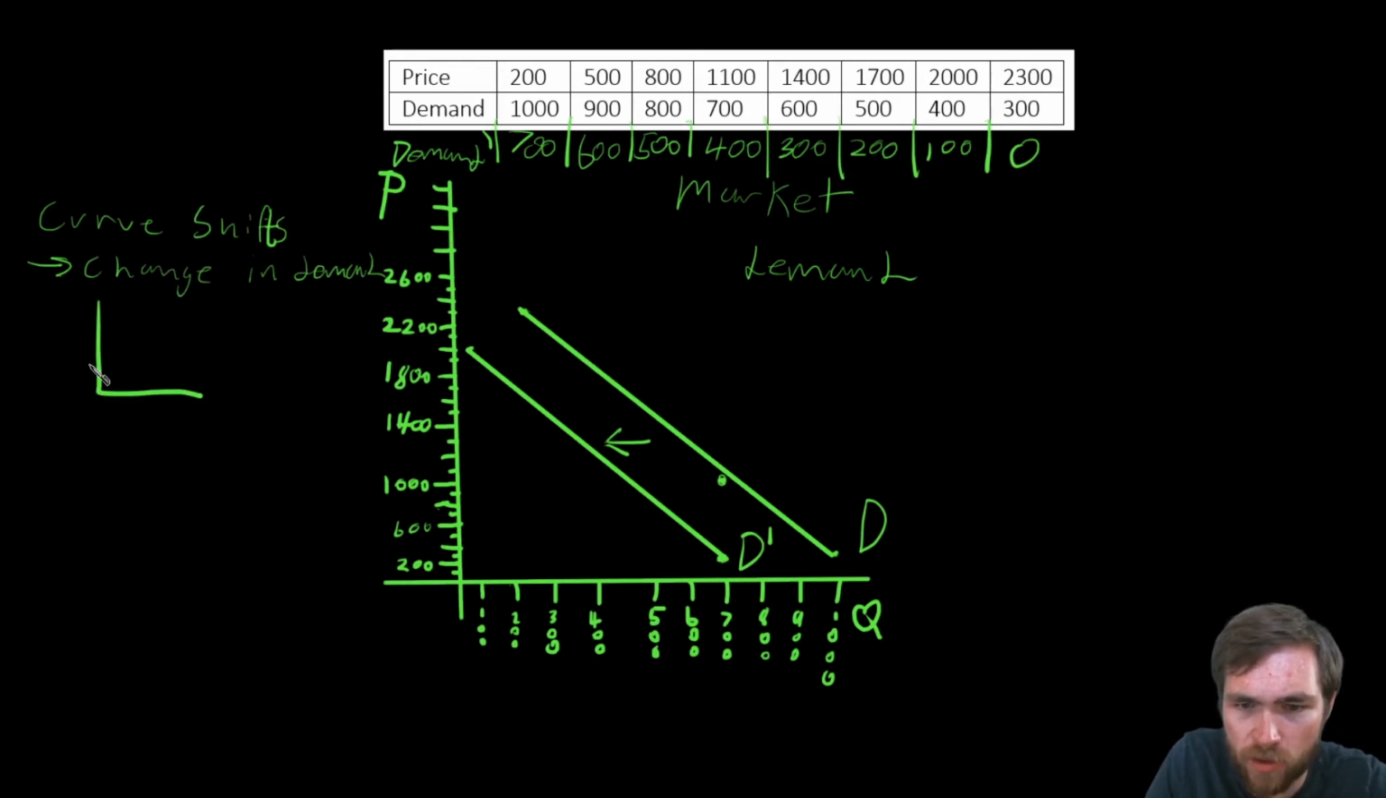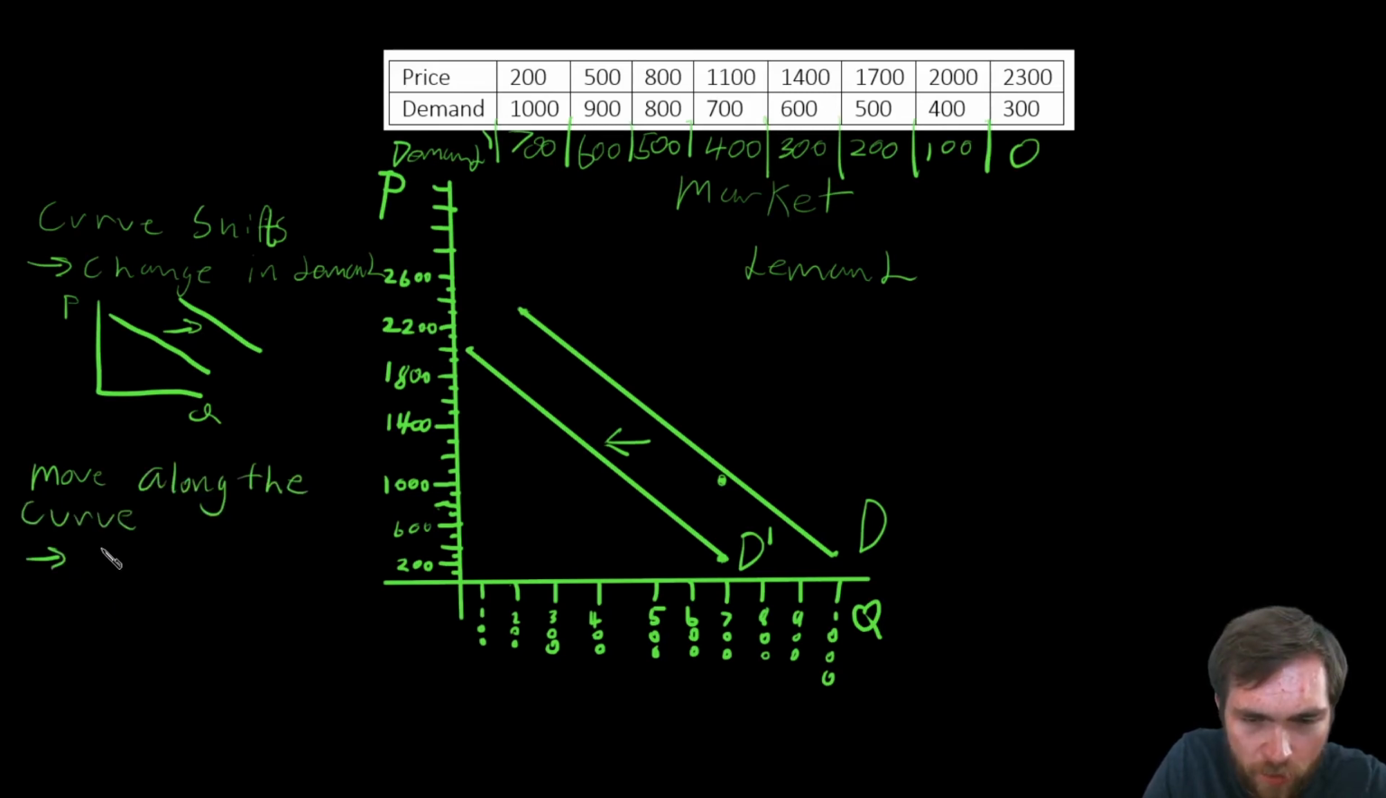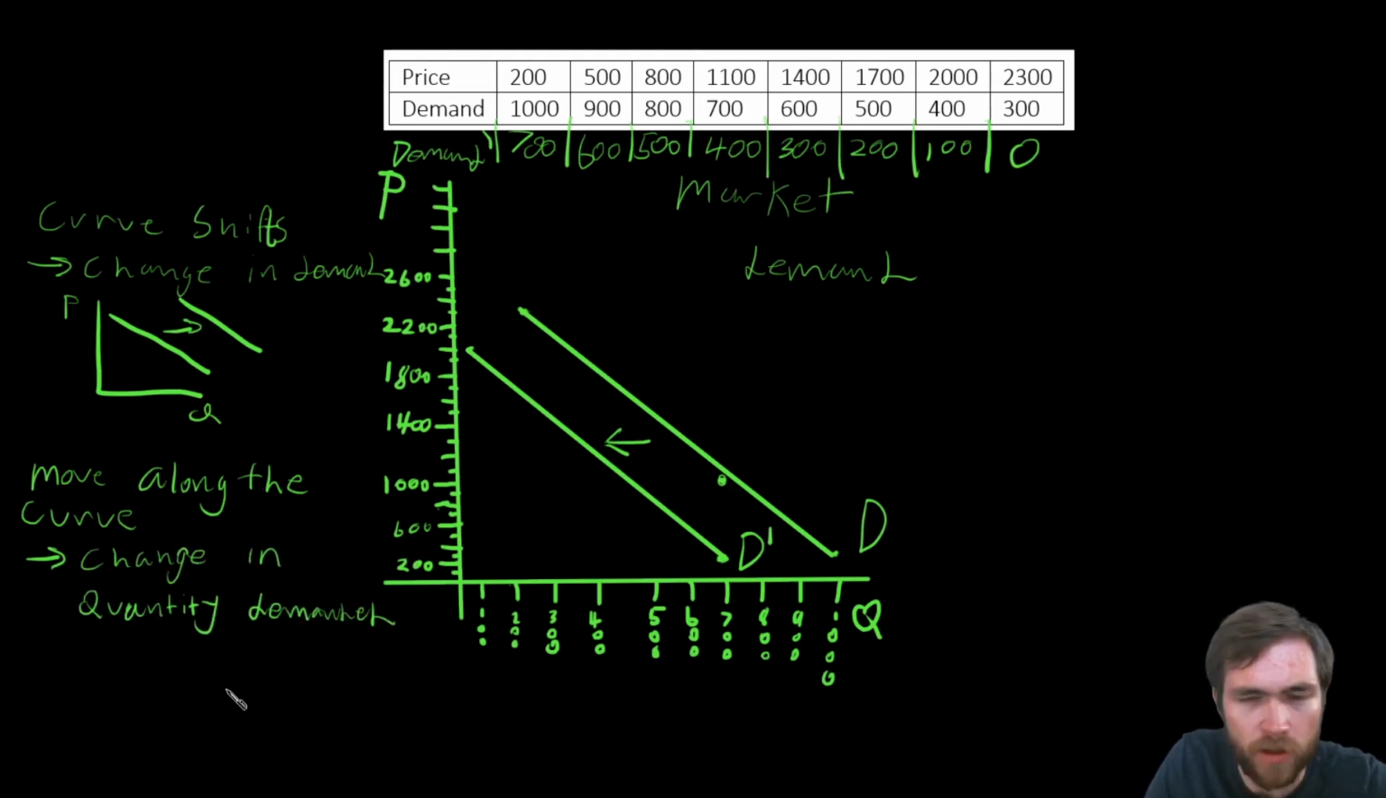So just to illustrate that, P, Q, downward sloping demand curve, and it shifts in either direction. That's a change in demand. If we move along the curve, then that's a change in quantity demanded. So that's just another technical note to keep in mind.